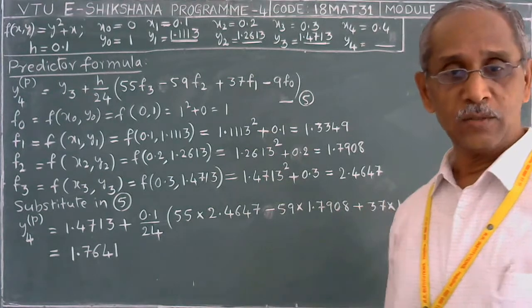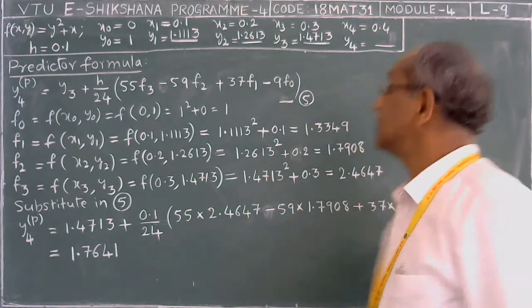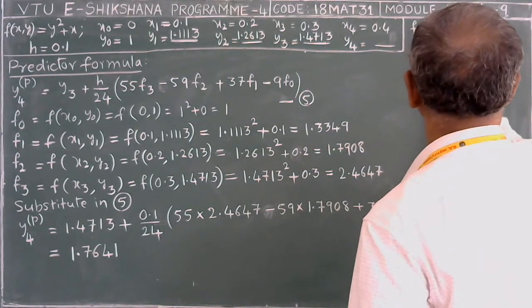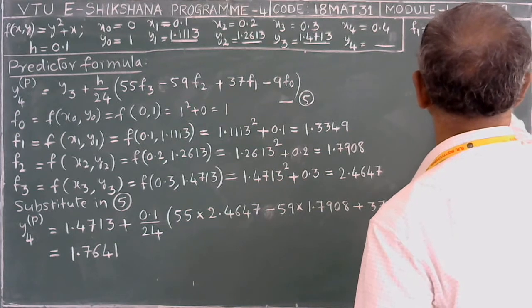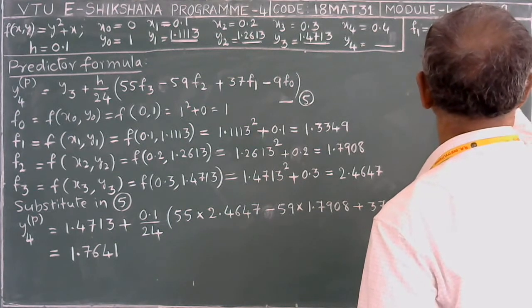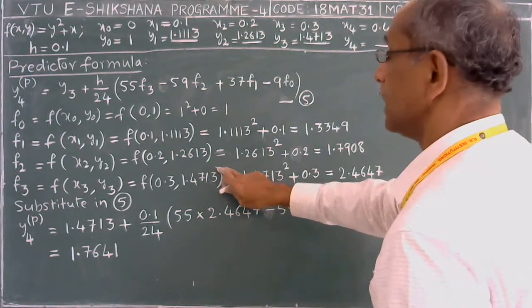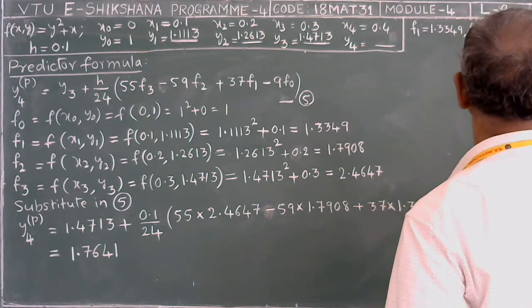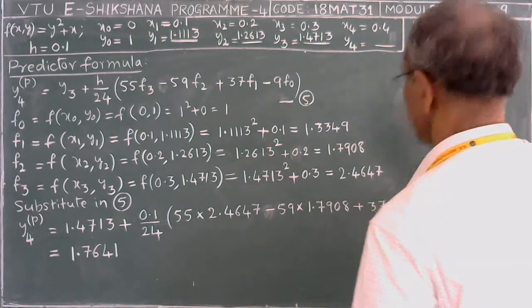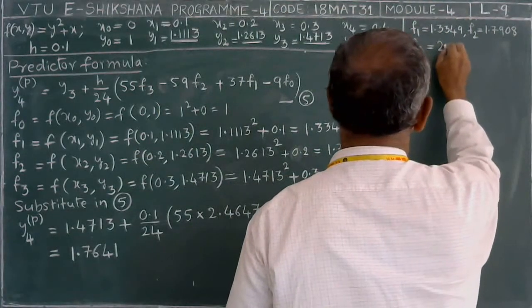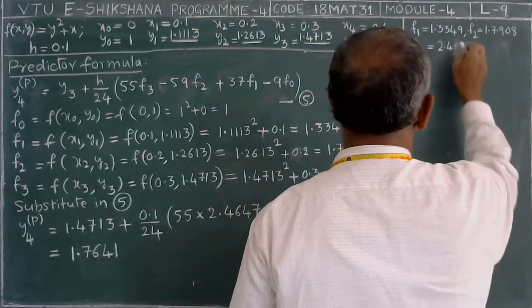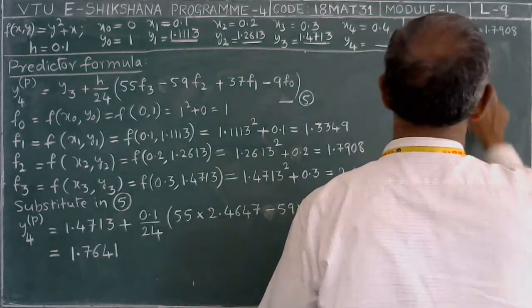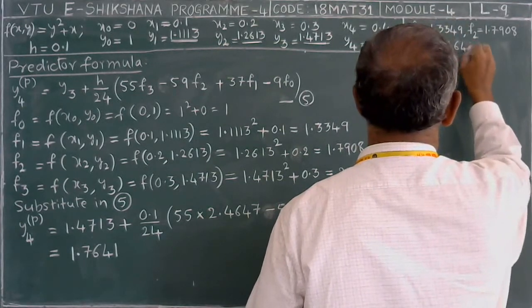Okay, let us correct this using the Adams-Bashforth corrector formula. So what are the required values? I'll write them down here. f1 is 1.3349. f2, I don't require your f0, so f2 is 1.7908. I need f3, which is 2.4647.